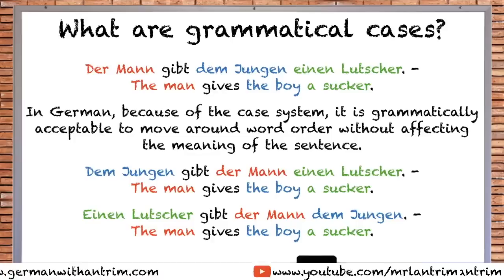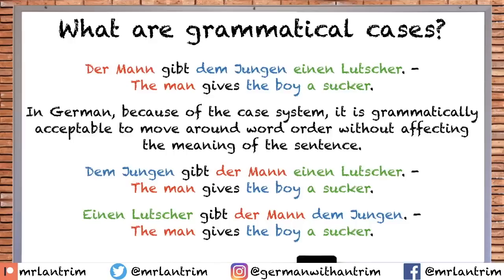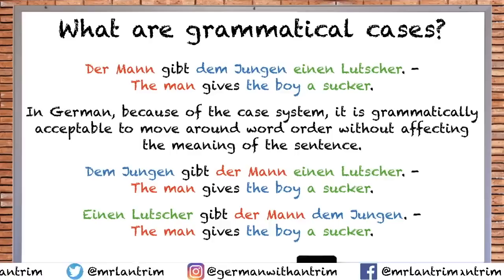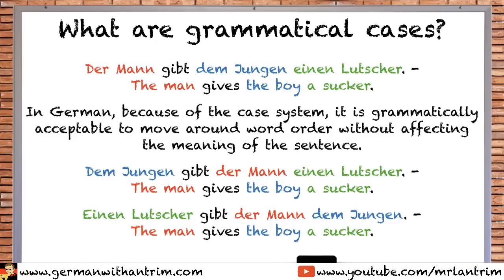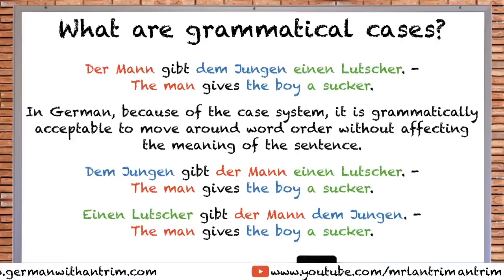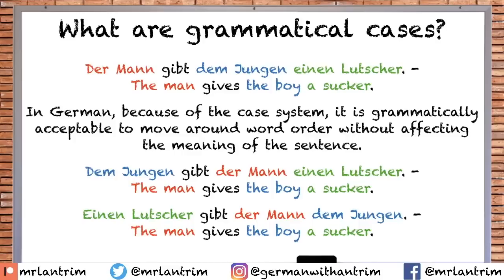In the last version, einen Lutscher gibt der Mann dem Jungen, it doesn't even make sense in English to put the words in this order. If you say einen Lutscher first, it would be a sucker gives the man the boy. That would be the translation if you did it word for word. And that doesn't work in English, but in German, because of the case system, you can use this kind of word order.